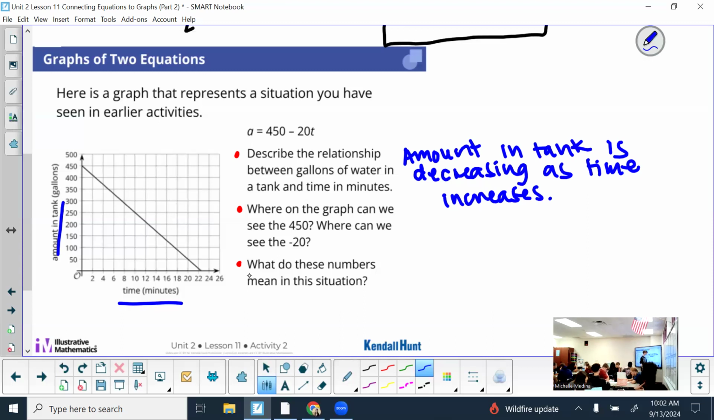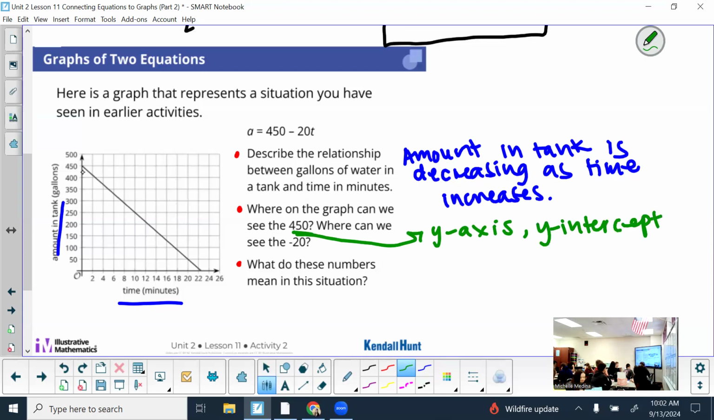Make sense? Okay. So then table 9, where on the graph can we see the 450? On the y-axis. What do we call it when it touches the y-axis? Y-intercept, good. So here's where it is, the 450. There's no 450 on the x-axis, so there's no way to get confused with it right now. It's on my y-axis, and that's my starting amount of water in the tank.